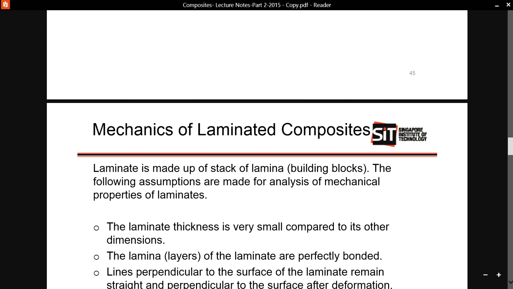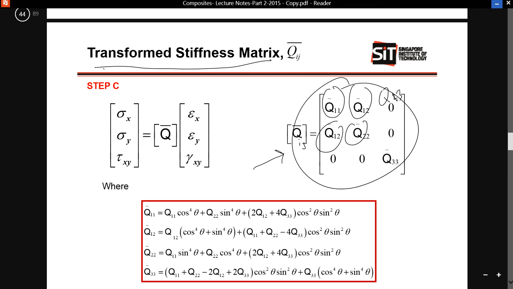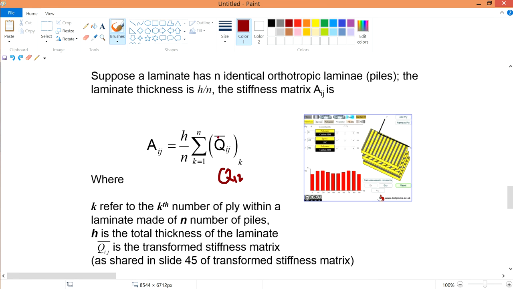Alright, so in other words, if you remember, these are all your Q11, Q12, this is Q13, this is Q12, Q22, and all together they are actually Qij. Okay, and this is only for one ply. Alright, this is only for one ply.